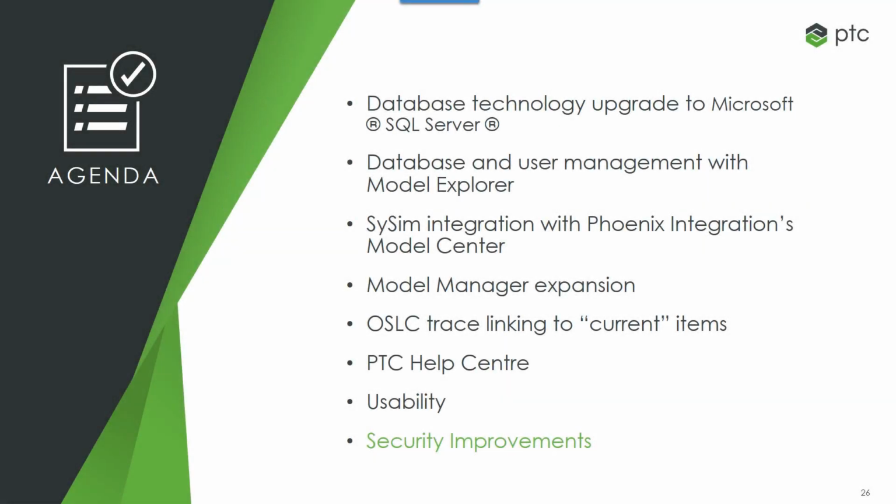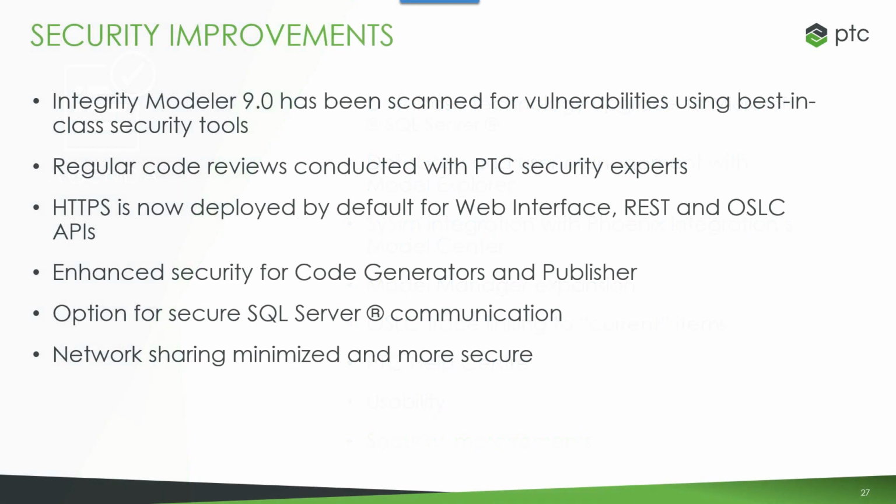The final topic we'll discuss are the security improvements. Integrity Modeler 9 has been scanned for vulnerabilities using various best-in-class security tools. We conduct regular code reviews with internal PTC security experts. Some of the ways this has been implemented within the software are that HTTPS is now deployed by default for the web interface, the REST and OSLC APIs. We've implemented enhanced security for our code generators and publisher, and there's an option for secure SQL Server communication. We've minimized the network sharing, and this is now more secure.